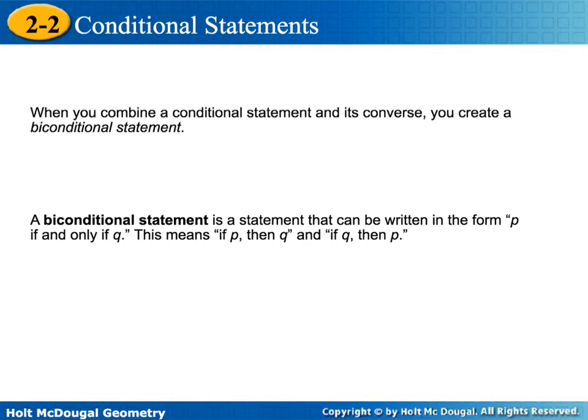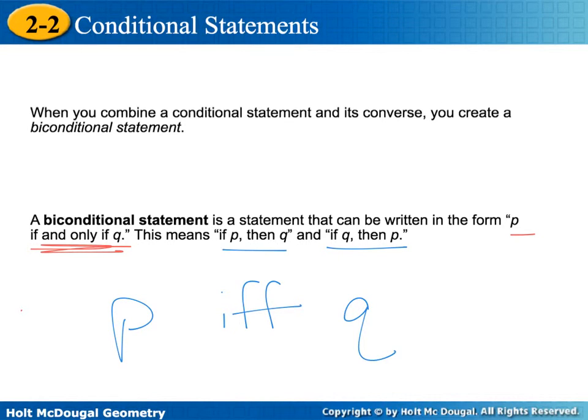All right. When you combine a conditional statement and its converse, you create a biconditional statement. What a biconditional does is you drop the if and you drop the then, and then you just write if and only if instead. So you're kind of combining this statement and this statement by writing the if and only if. Sometimes you'll see if and only if written as P, if and only if, Q. So that could be a way that you see it.